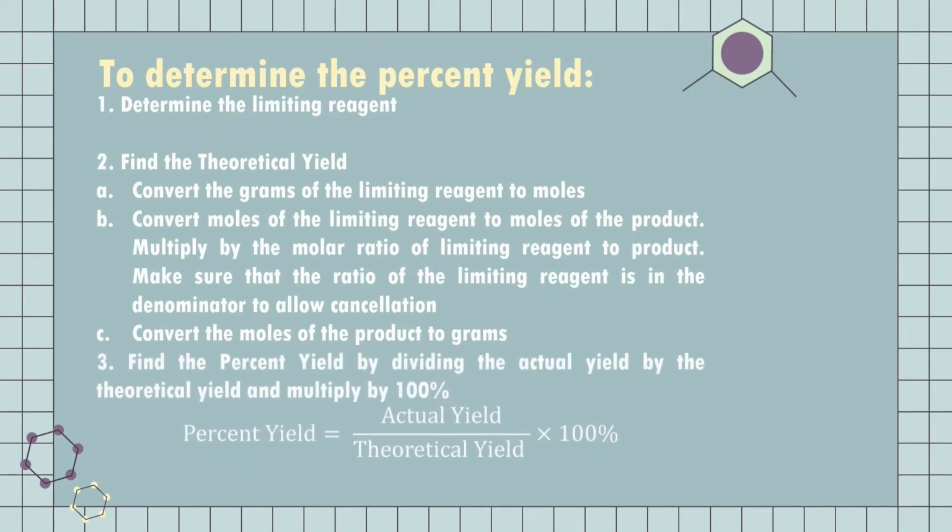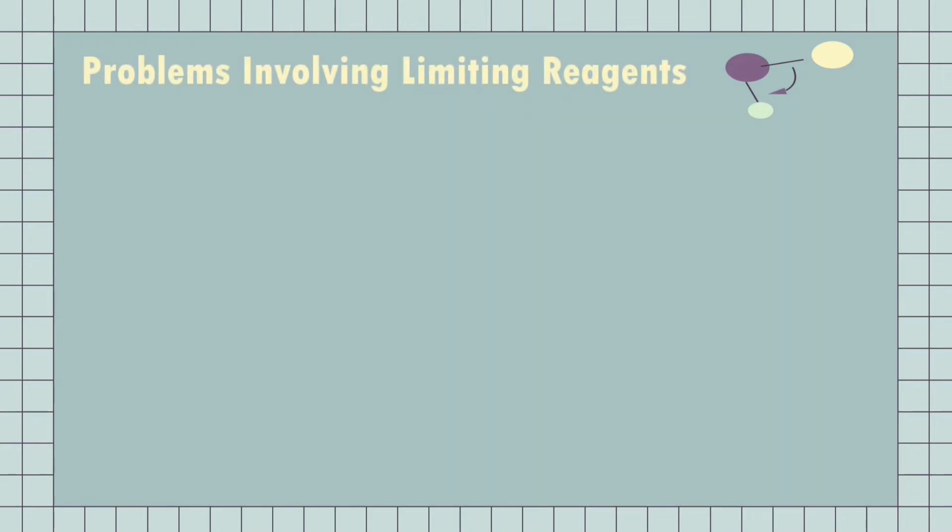Once we've identified the theoretical yield, we can now find the percent yield by dividing the actual yield, which is often already given, by the theoretical yield and multiplying their quotient by 100%. Again, for you to better understand how to determine the percent yield, let us take a look at the following sample problems and solve them using the discussed step-by-step solution.